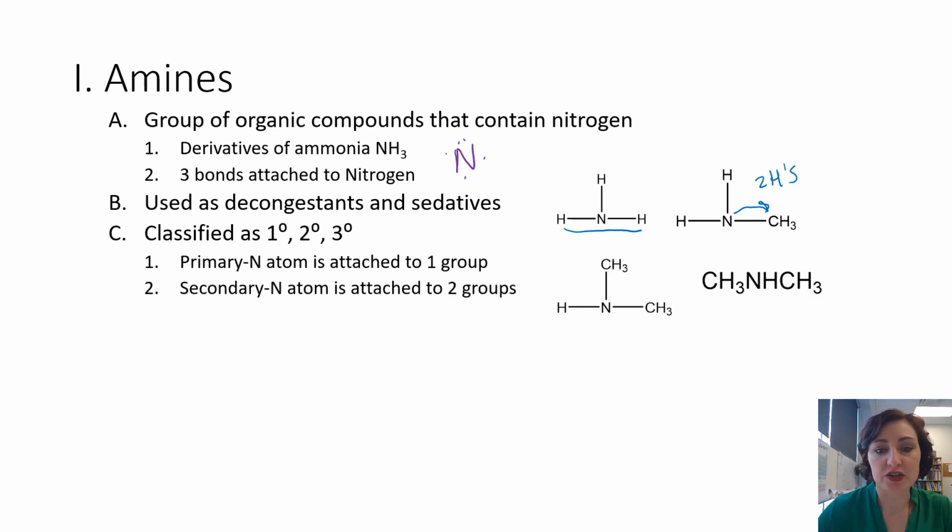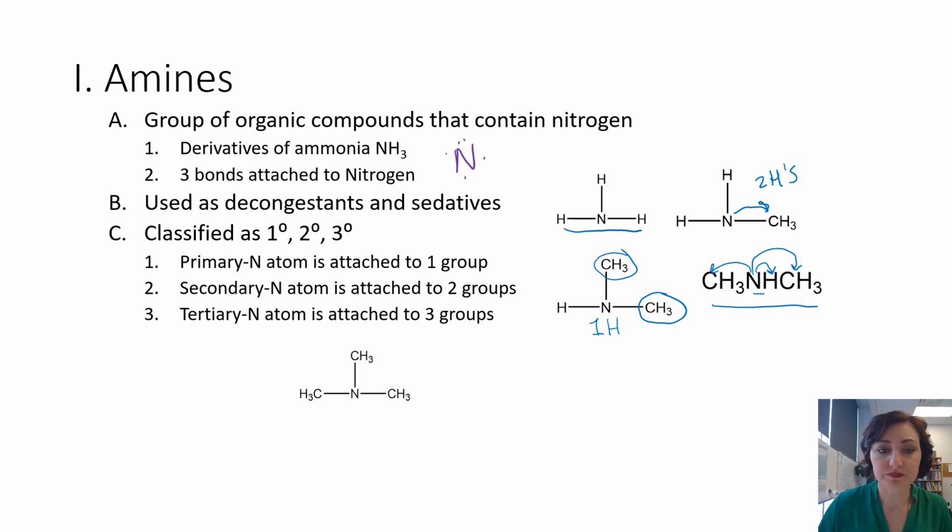Secondary amines, your nitrogen atom is going to be attached to 2 groups. So here we see 2 groups attached to the amine, or you have 1 hydrogen attached to the nitrogen. Oftentimes we will write these in condensed structural formulas like you're seeing here, with the assumption that you have a methyl group, a hydrogen, and another methyl group attached to that nitrogen to make your 3 bonds.